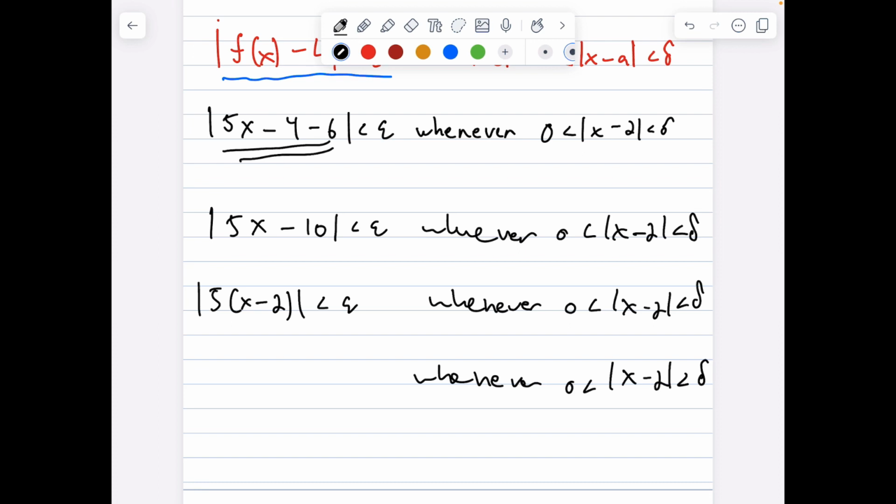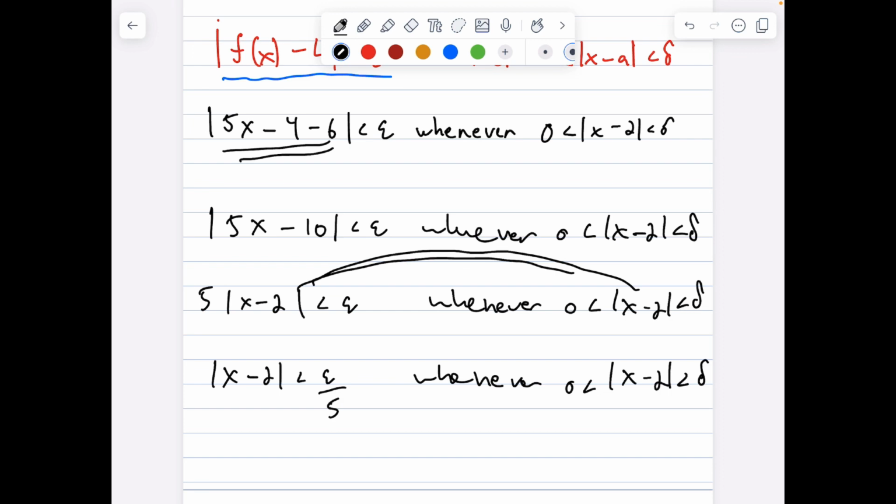Factor the 5 out, you get quantity x minus 2. And as I just said, I can factor the 5 out of the absolute value. So you get 5 times the absolute value of x minus 2 is less than epsilon whenever 0 is less than absolute value of x minus 2 is less than delta. And here's what I'm trying to do, or see if you can see this. Notice how this statement is looking a lot like that. And with these linear epsilon delta proofs, that happens a lot.